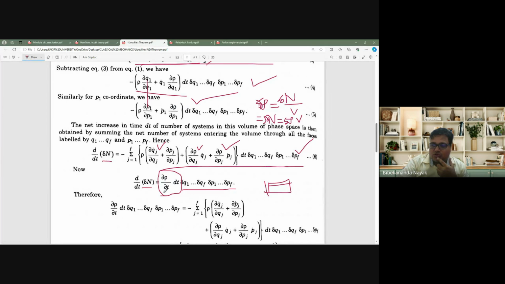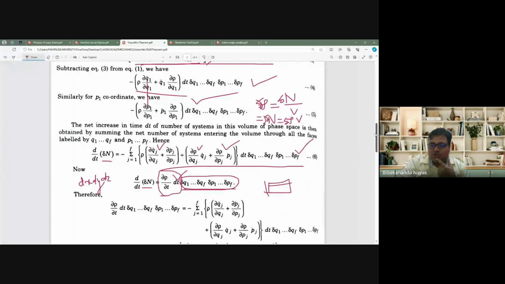Delta n variation with respect to t, taking the derivative with respect to time, will be del rho by del t into delta t into the volume element of that space. The volume element in three-dimensional space is dx, dy, dz. So here for 6n dimensional or 2f dimensional space, it is del q1, del q2, ..., del qf into del p1, del p2, ..., del pf, the volume, into rho. We know that.